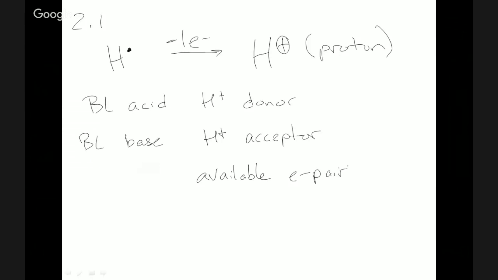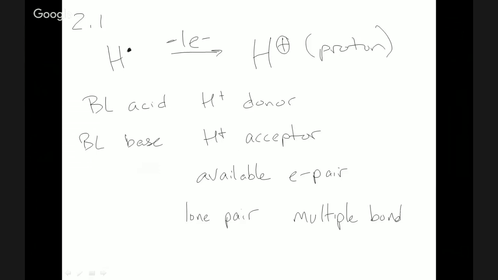There are two major ways. It can be a lone pair, like water, or it can be a multiple bond, like a double or a triple bond. We'll see example after example. So in your book, you can see a whole bunch of examples. I don't need to write these out for you.